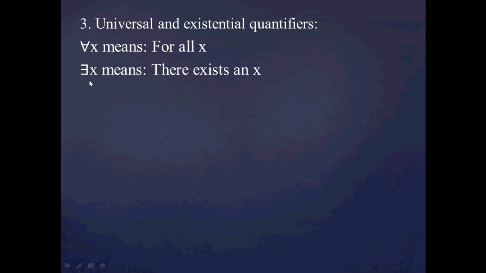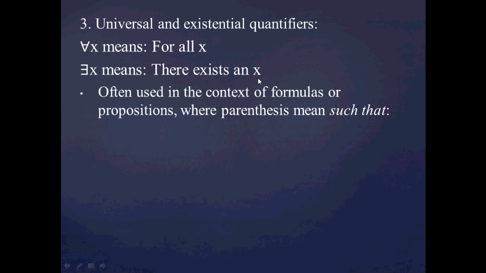And correspondingly, we have the existential quantifier. The way to read this backwards E is, there exists some object X. And again, you should interpret that in the abstract sense. These two quantifiers are often used in the context of putting some sort of formula or proposition to symbolic form. And oftentimes you'll see parentheses associated with these quantifiers, and these parentheses are going to be read as such that. So whenever you see a set of parentheses, you should read that in your head as such that.